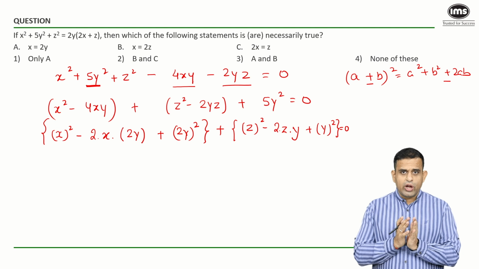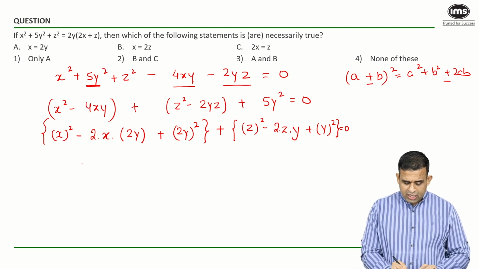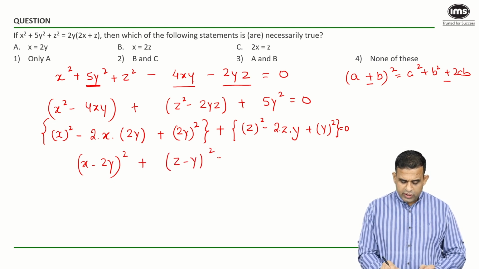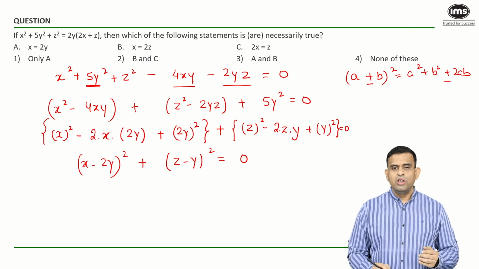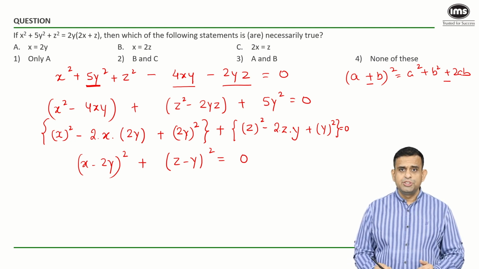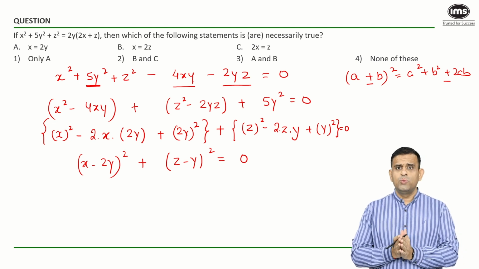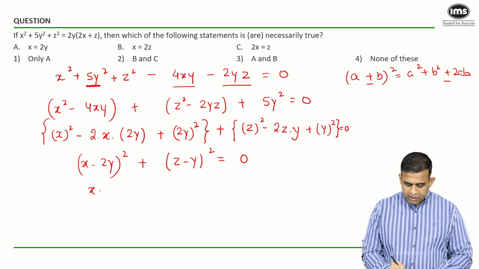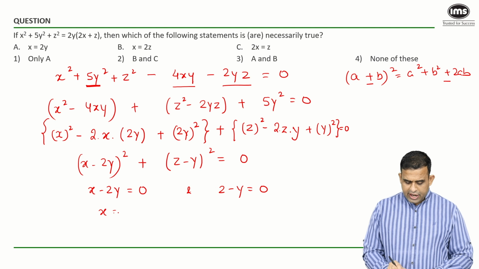And what happens now, if I look at my first three terms together, this part becomes x minus 2y whole square. The second bracketed term I can write as z minus y whole square equal to 0. Now, if I have the sum of two square quantities equal to 0, when can that happen? This can only happen when each square term is individually equal to 0. Why? A square term can never become negative. So in this particular case, one can say the term x minus 2y has to be 0. At the same time, the term z minus y also needs to be equal to 0. So one gets x equals 2y and we get z equals y.